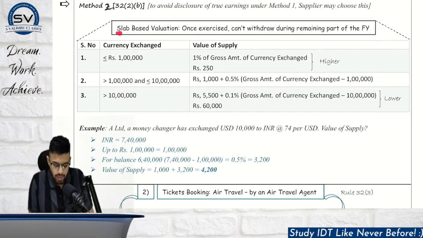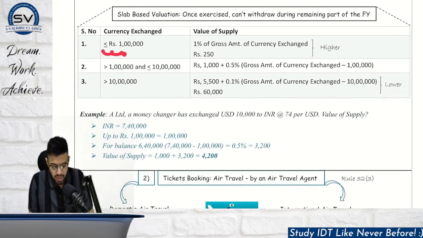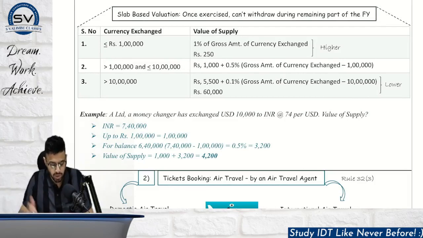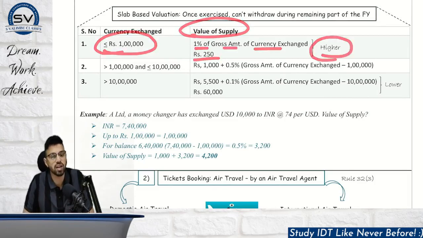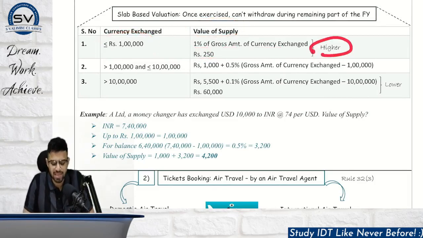Let's see. Slab based valuation, but point to be noted, once exercised, you cannot withdraw from this particular option during the financial year. If currency exchange is up to INR 1 lakh rupees, please focus, I'm using the word rupees, okay? So you have to convert that into rupees, whatever amount is involved in INR. Up to 1 lakh rupees, the value of supply shall be 1% of the gross amount or 250, whichever is higher. So government says at least take the value of supply as 250, at least pay GST on 250 rupees.